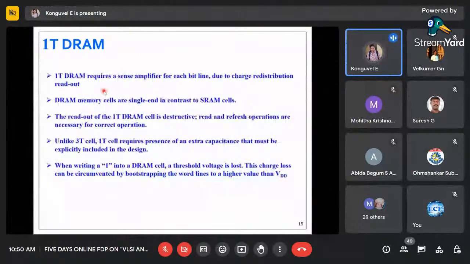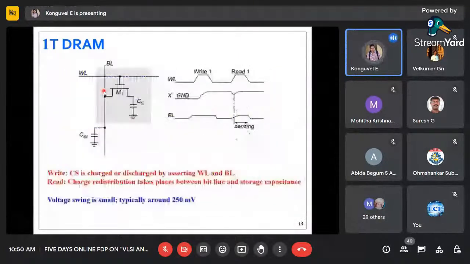Then the readout of the 1 transistor DRAM cell is destructive. Read and restore operations are necessary for correct operation. Why it is destructive: once we are activating it for writing operation, we are activating the write line. For reading operation, we are activating the read line. Whatever energy is stored in the CS will appear in the bit line.